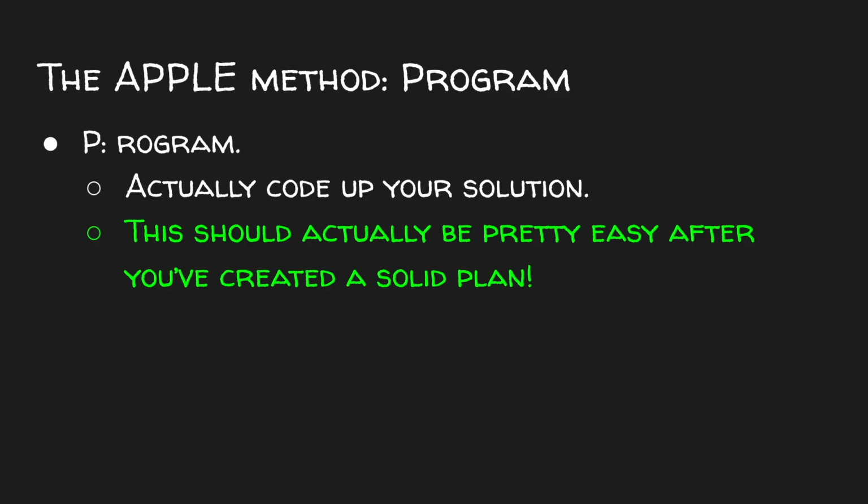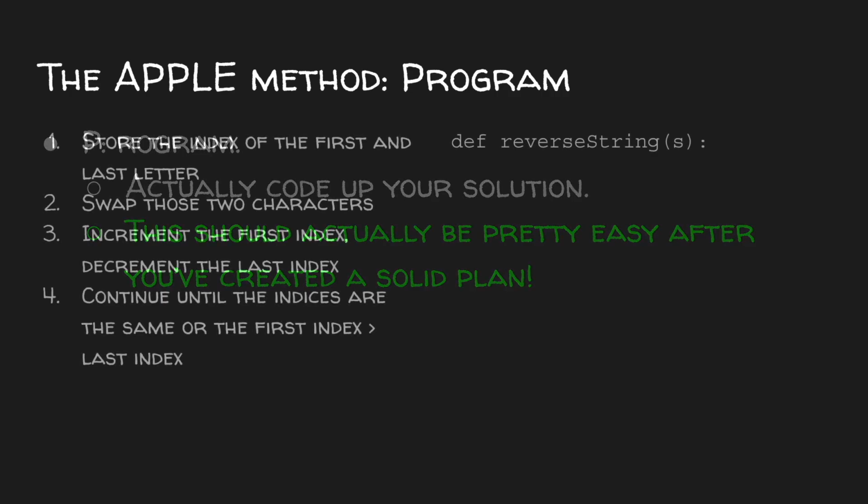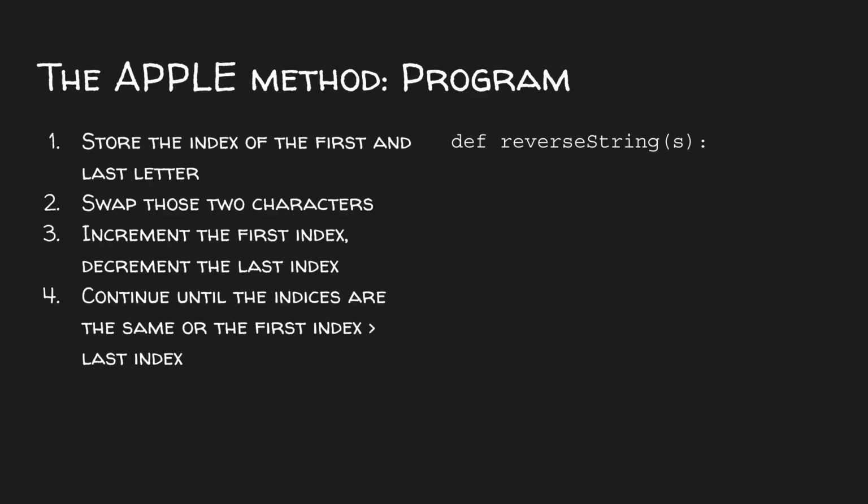For example, let's take the plan we've created in our planning step. We can see that the code just naturally flows from the steps we've laid out. Number 1, set the left index to 0 and set the right index to the length of the string -1. The -1 is there since arrays and strings in Python are 0 indexed. Number 2, swap those 2 characters.